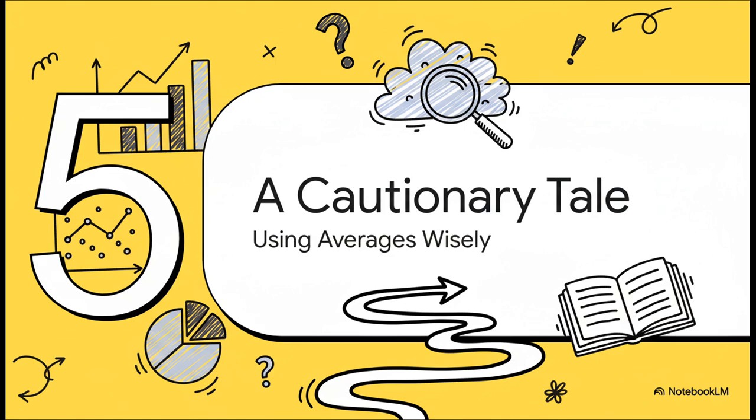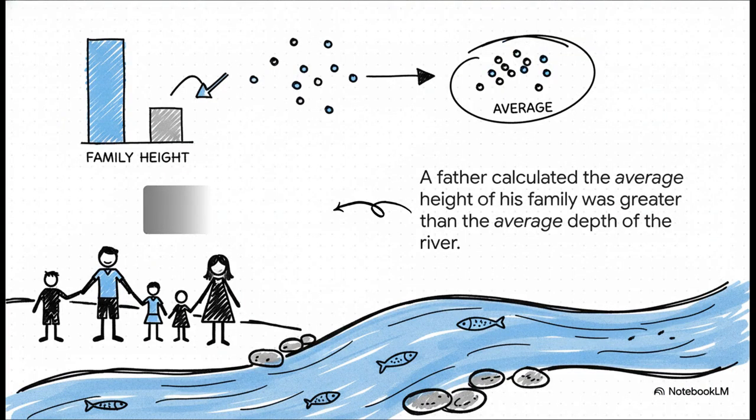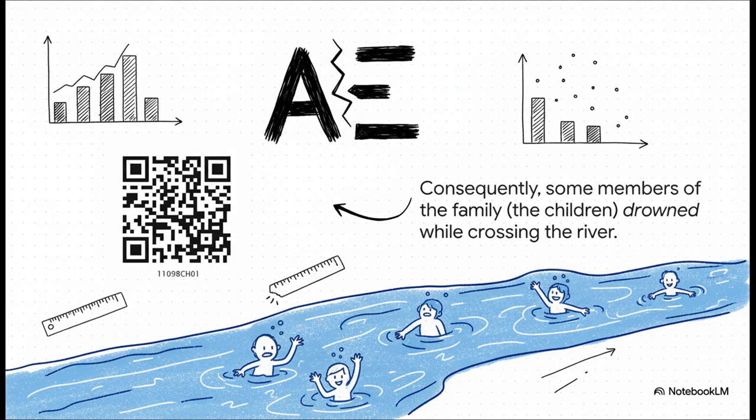Okay, we're almost at the end. We're going to do a super quick recap in a minute, but before that, I want to tell you a short story. It's a really important one because it teaches us that we have to be careful and wise when we use statistics. So the story is about a family of 4 who needed to cross a river. The father, well, he knew a little bit about statistics, so he calculated the average depth of the river. Then he calculated the average height of his family, and he found that the average height was more than the average depth. So, based on his numbers, he thought, great, it's safe to cross.